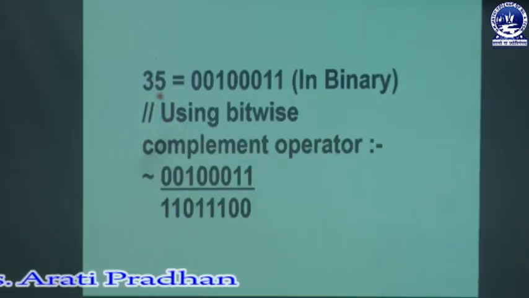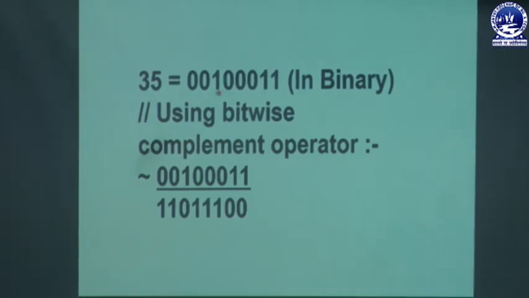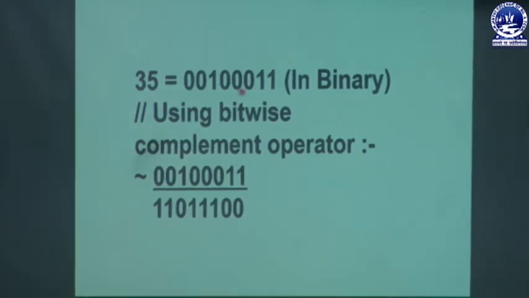Now, we will take one example, that is 35. The binary equivalent is 00100011. By using the bitwise complement operator, we will just reverse the values. How? 1 to 0, 1 to 0, 0 to 1. In this way, we will get this output.